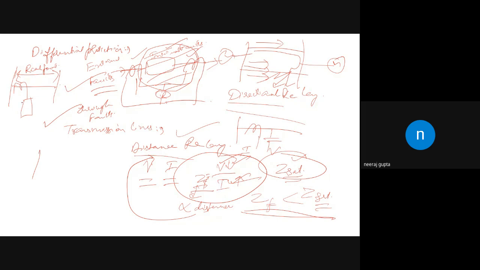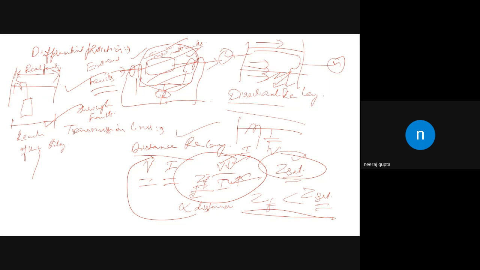Let us suppose we have this protective system which is protecting the whole transmission line. So this farthest point we call the reach point. This is the reach point of the relay. And the distance to the reach point we call the reach of the relay.